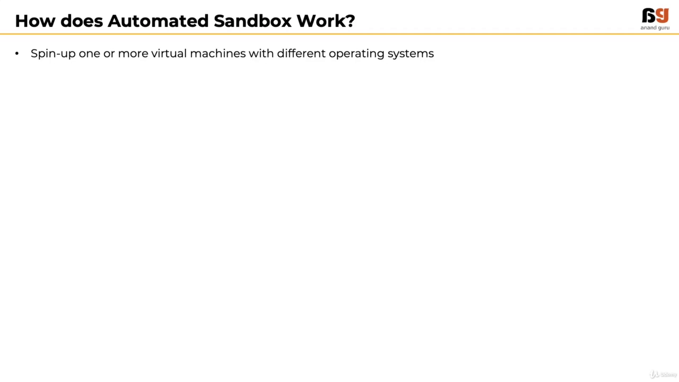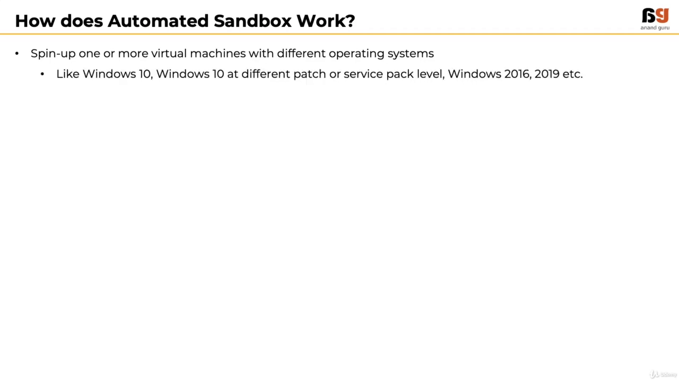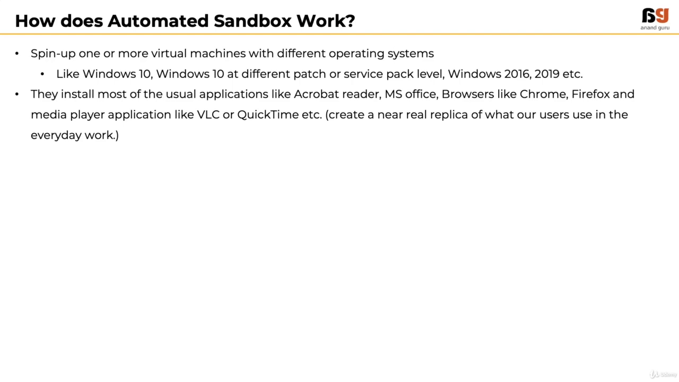They spin up one or more virtual machines with different operating systems. Usually, a company would spin up all the different operating systems and different versions of operating systems they use in their real network. For example, Windows 10 at a different patch level or service pack level, Windows 2016, Windows 2019, etc. They install most of the usual applications like Acrobat Reader, MS Office, browsers like Chrome, Firefox, and media players like VLC or QuickTime, etc.